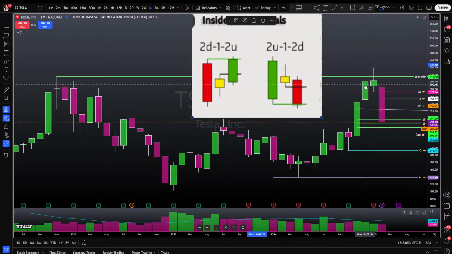Two up, inside, boom, two down. Is this an all-time high exhaustion reversal? It is. Did it already hit monthly magnitude? It did a long time ago, but it's still good. It's still going.